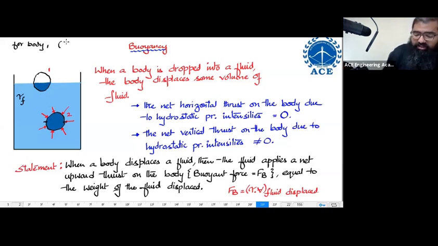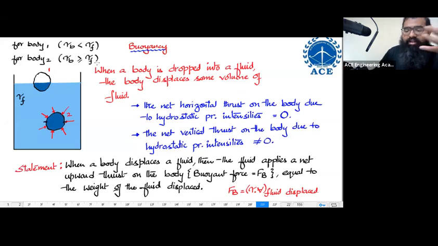So for a partially submerged body, the gamma of the body will be less than the gamma of the fluid. I need not mention this, it is very logical, but still I'm writing it over here. For the second body, what should happen? Gamma of the body will be either greater or it can as well be equal to the gamma of the fluid.